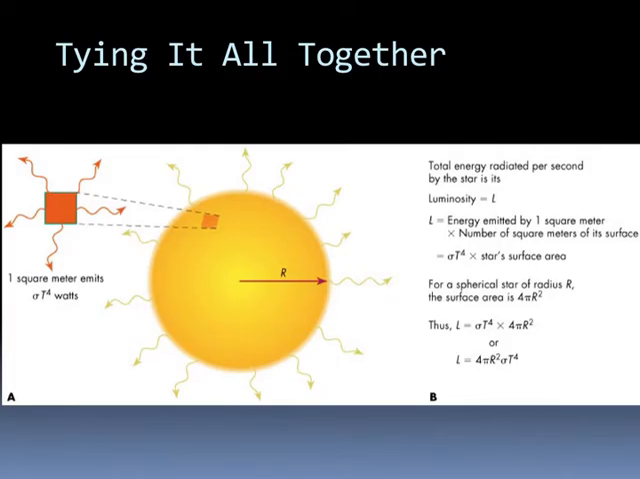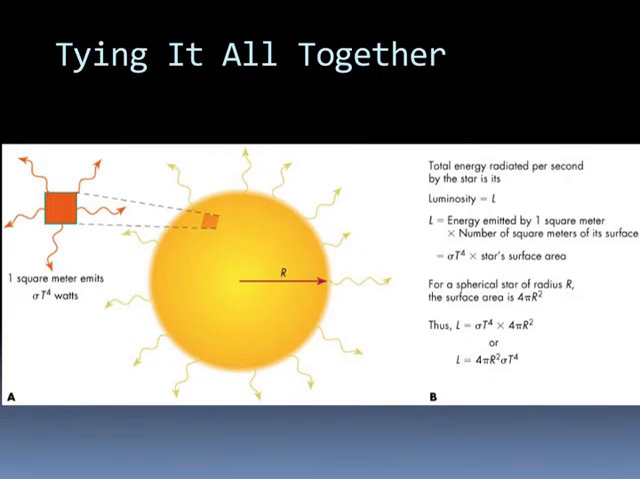So putting it together, I have the total energy radiated per second by the star as its luminosity. That's the energy emitted by 1 square meter times the number of square meters on its surface, which would just be sigma T to the fourth times the star's surface area. And if it's a spherical star, the surface area is 4 pi r squared, so that's how I get this all together. You do not need to know how to derive or put these equations together.